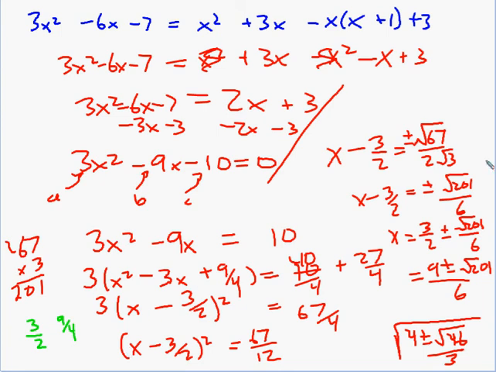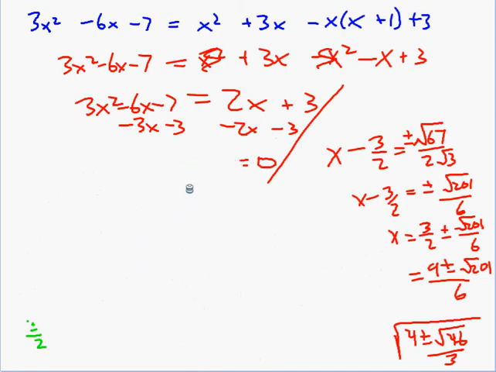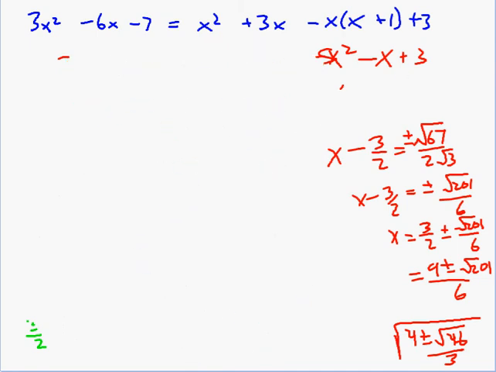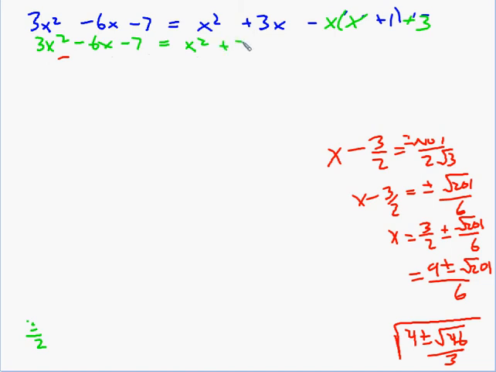Maybe I'm doing something really wrong here. Alright, let's just do it again. What was that? Negative x plus 3. Alright. 3x squared, 6x minus 7 equals x squared plus 3x minus x squared minus x plus 3. Those do cancel. I didn't copy it right.